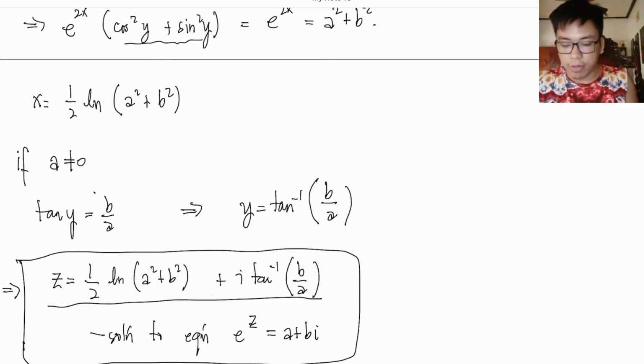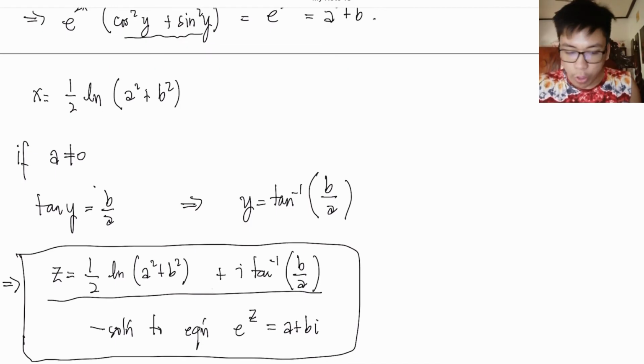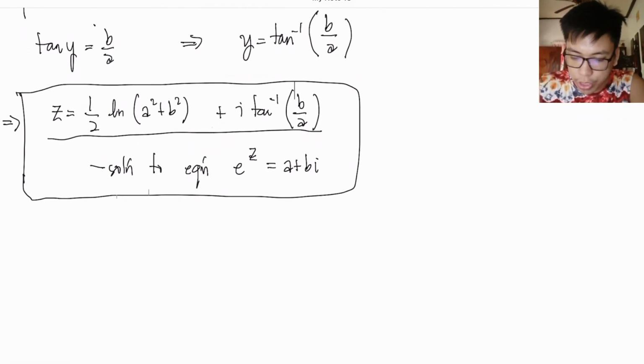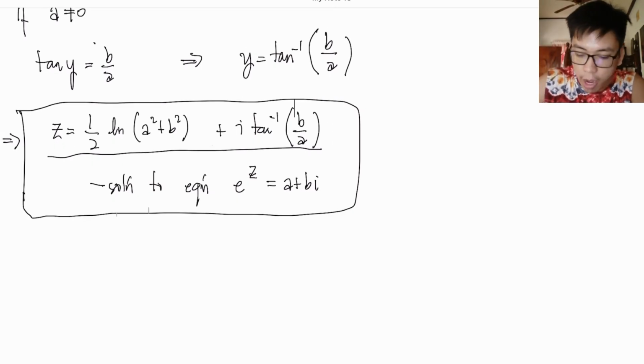So now that we have derived the formula for getting the solution of the form e^z equals a + bi, we will have to apply it to an example. But before that, we will have to continue first some discussion, since this holds for the case when a is not 0.